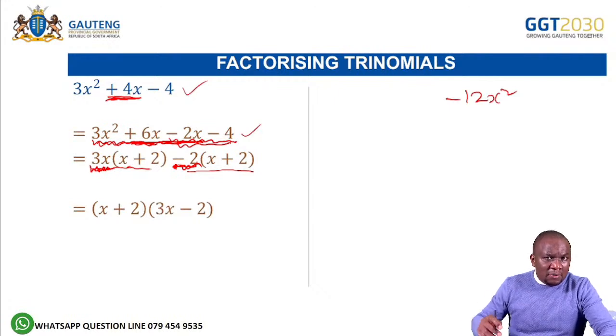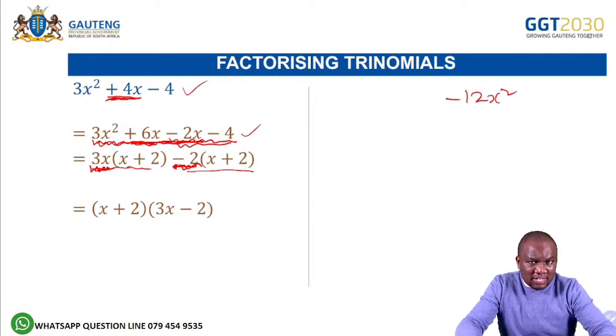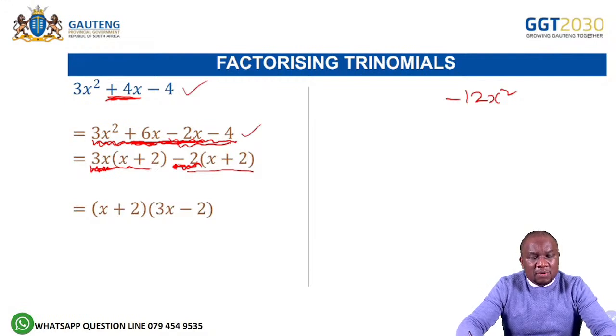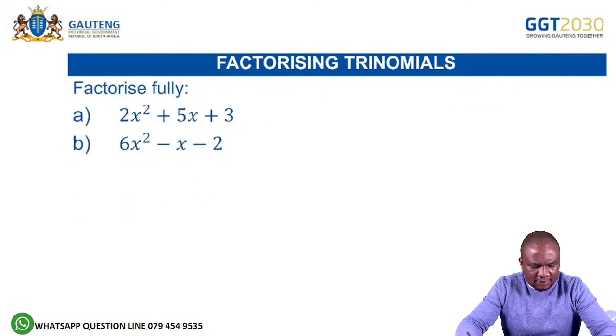Okay. Now I'm going to give you an activity, grade 10s. I want you to try, but choose one method, the one that you understand, and then try to answer these questions. Are you ready? Remember our WhatsApp line 079 454 9535. Now let's do the activity. Let's start with question A. After 2 minutes, we'll discuss question A. Then I'll give you another 2 minutes to do question B. Let's do question A for 2 minutes.